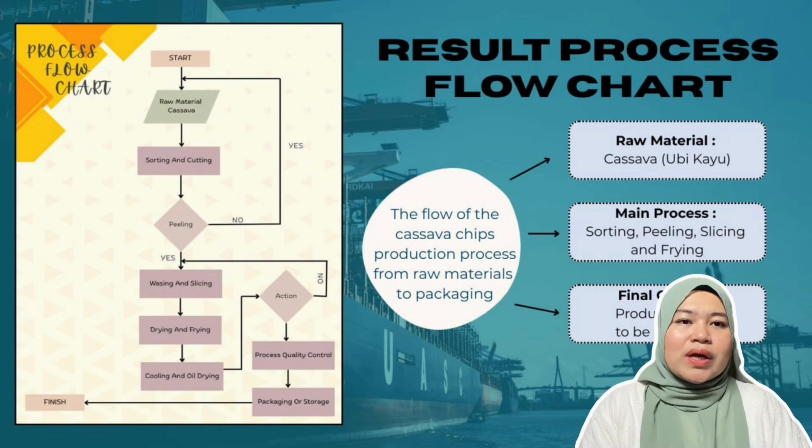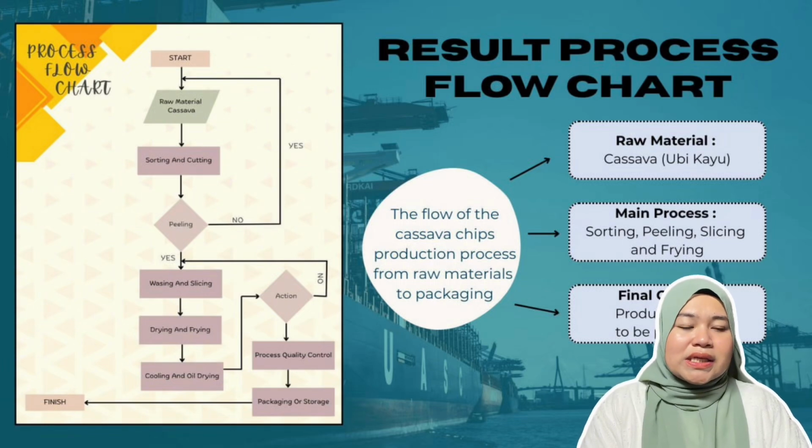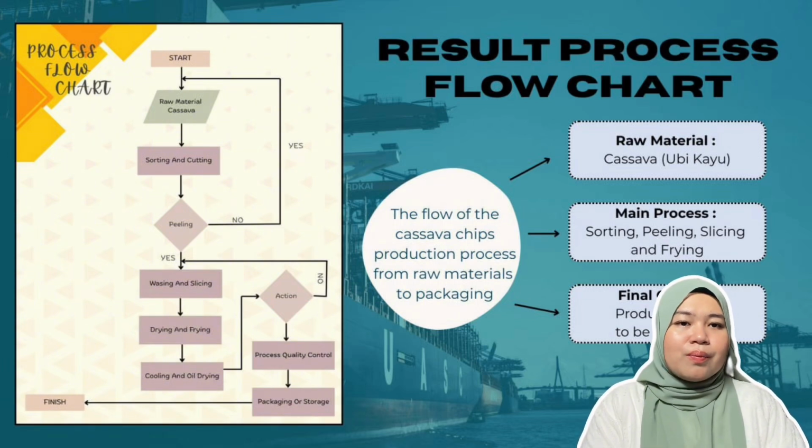Based on what we see in the peeling section, there is an arrow that shows yes, no in the start section. Logically, the peeling process will not happen as long as the company has not made a selection of cassava. Therefore, it becomes no. The second thing we see is in the action section. The packaging process will not happen as long as the cooling and oil filter processes are not complete.